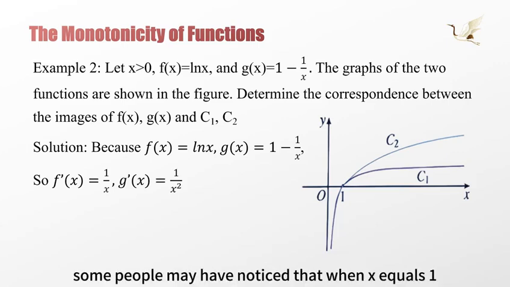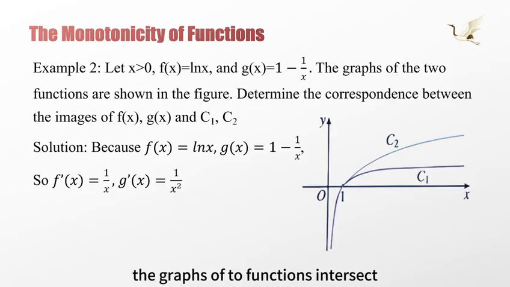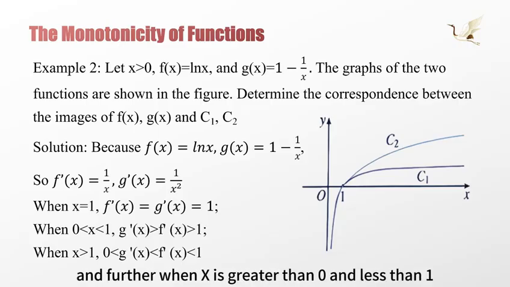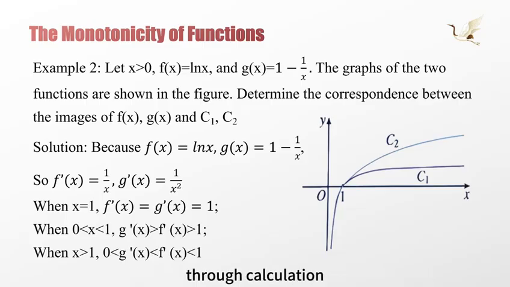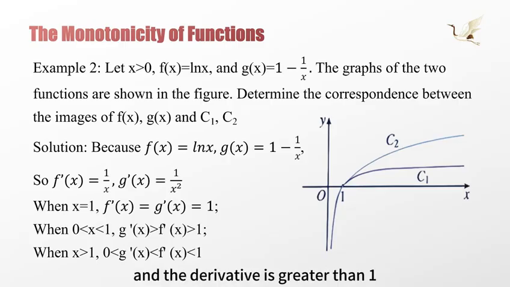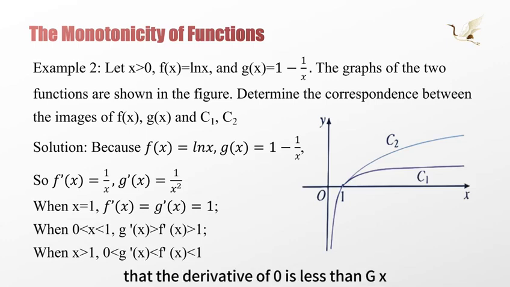Some people may have noticed that when x equals 1, the graphs of the two functions intersect, and through calculations, we can know that when x equals 1, the derivative of f(x) is equal to the derivative of g(x), which is 1. Further, when x is greater than 0 and less than 1, the derivative of g(x) is greater than that of f(x), and the derivative of g is greater than 1. When x is greater than 1, the derivative of g(x) is less than that of f(x), and the derivative of f(x) is less than 1.